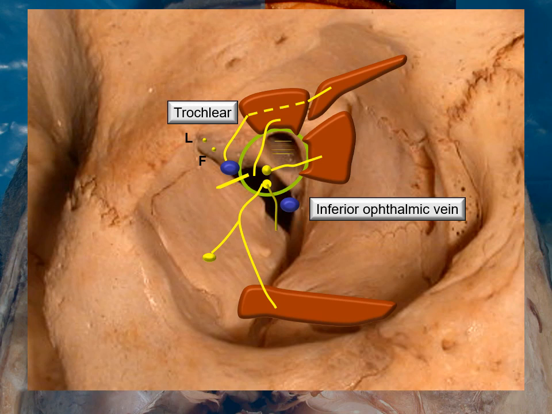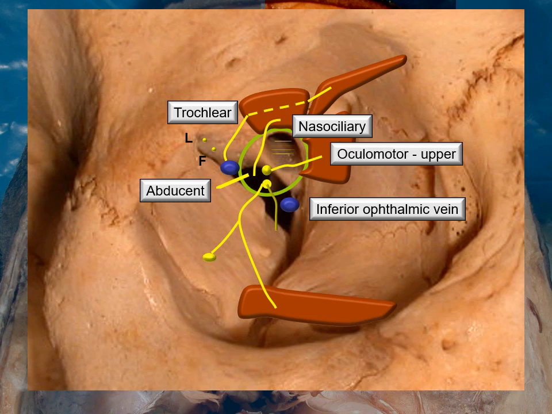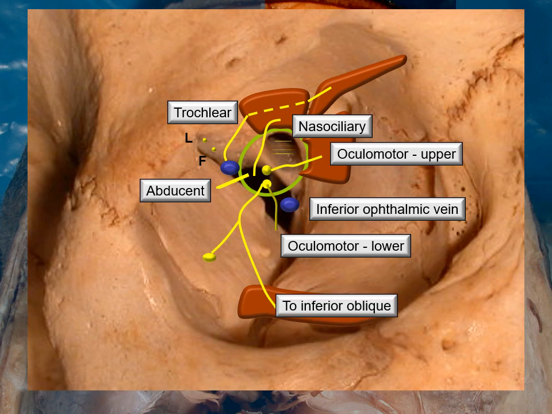Watch carefully the next few animations. After the trochlear, the abducent nerve moves laterally towards the lateral rectus. Nasociliary, once again running upwards and medially. Oculomotor upper root, or upper part of the oculomotor nerve, you can see it going to the medial rectus. Oculomotor lower going to the inferior oblique and inferior rectus. You can also see the ciliary ganglion in the same description.